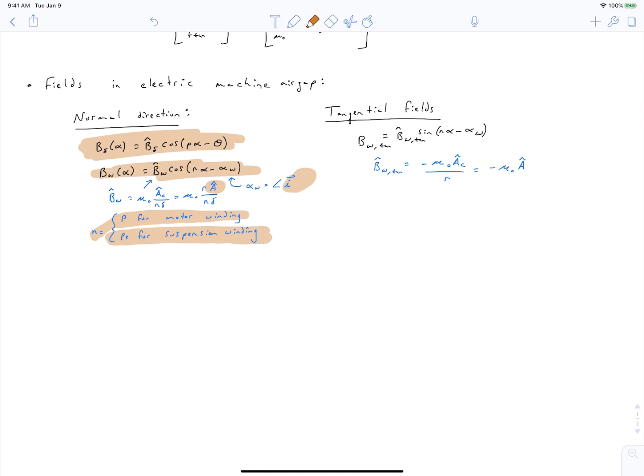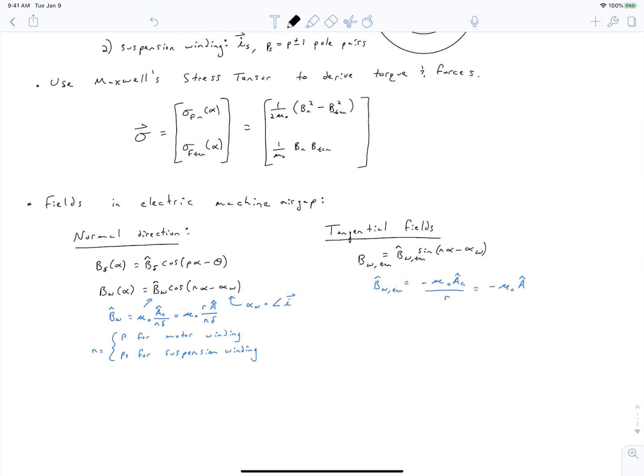So depending on which winding we're talking about, N is either equal to P or PS. In the tangential direction, we have only fields that are due to our winding. So again, we've got two windings, so N is either equal to P or PS, depending on the winding we're talking about. And this field is simply related back to our linear current density as shown. Okay, the stage is set.